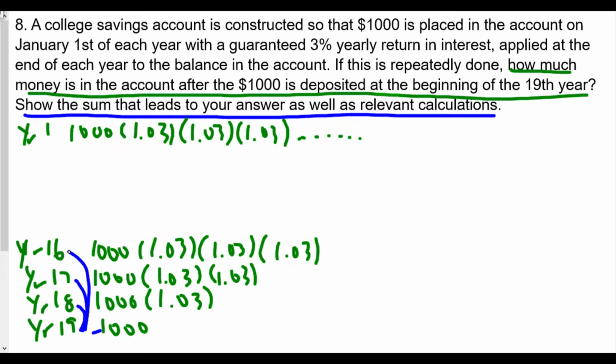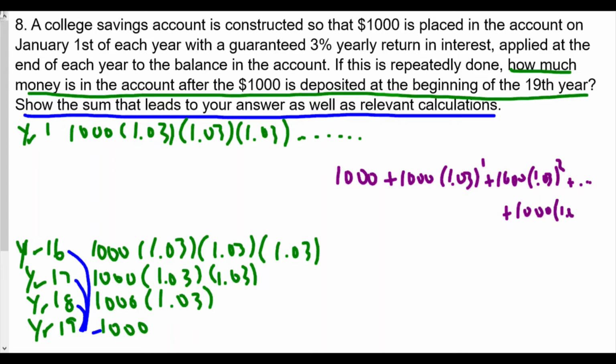So you go, okay, but what does this mean? Well, really working backwards, we're going to take 1,000 plus 1,000 times 1.03 to the first, plus 1,000 times 1.03 to the second, and add them all up, with 1,000 times 1.03 to the 18th power. Not the 19th power, basically because we have only taken the interest on that very first one 18 times.